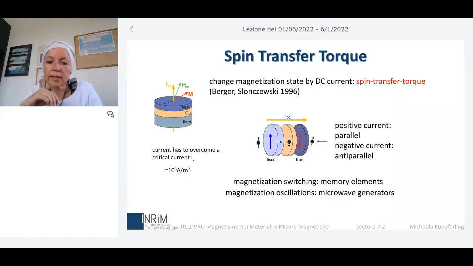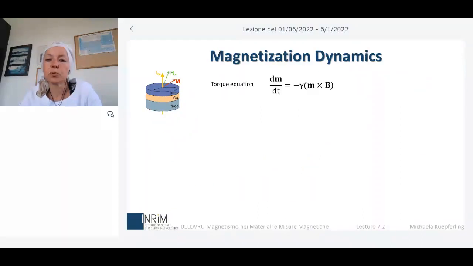Of course, consider that the currents that we use are very high. You can see here 10^6 amps per square meter. You also have to overcome a certain critical current to write on these structures. Again, this shows us that all this is only possible because we are using nanotechnology. So we are using nanostructures nowadays. Otherwise, such high current densities we could not push through a macroscopic wire.